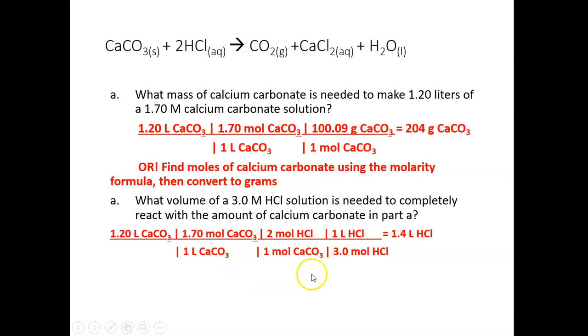Then I'm going to do my mole ratio to convert to moles of hydrochloric acid. And then I can use the molarity of hydrochloric acid to convert to liters. When it says that it's 3.0 molar, that means there are 3 moles of hydrochloric acid per 1 liter. So I'd get 1.4 liters of HCl. We're going to learn a faster way to do this particular problem in the next topic, and problems like it. But it helps, I think, to do it this way just to start to understand how molarity works.